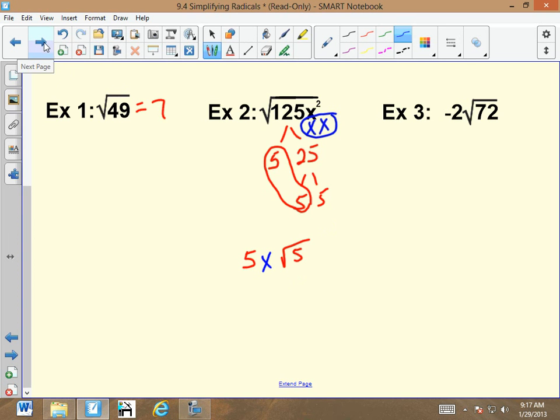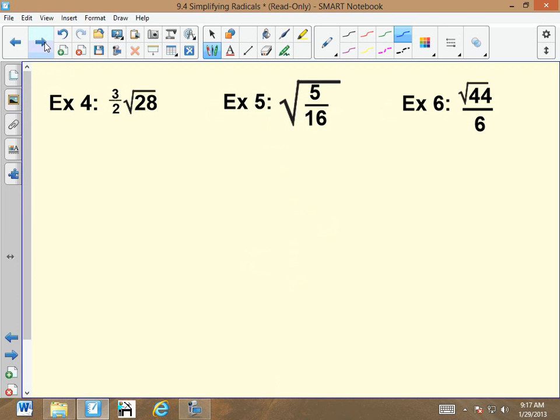Okay? Let's try and look at number 5. Number 5 is the square root of 5 sixteenths. So this is the same as the square root of 5 over the square root of 16. Now look at number 6. This is just the square root of 44 over 6. So 6 is not in my square root. 6 is just 6. So let's go back and deal with this.